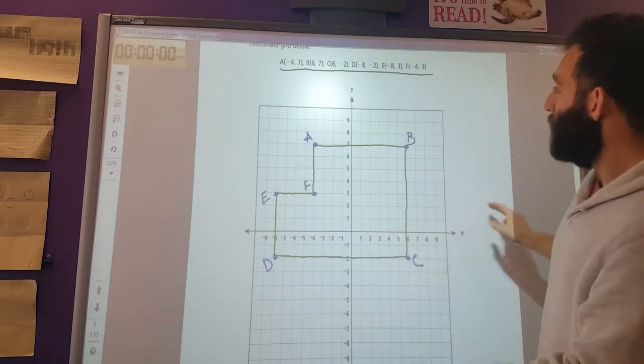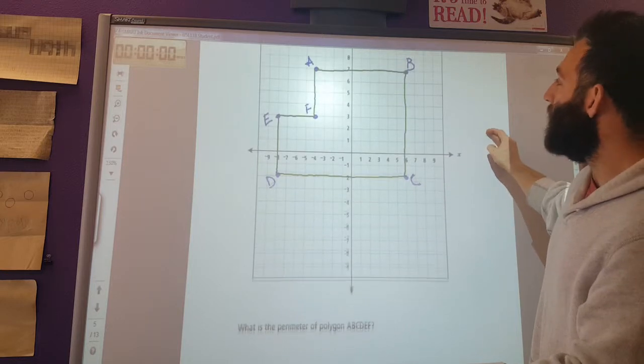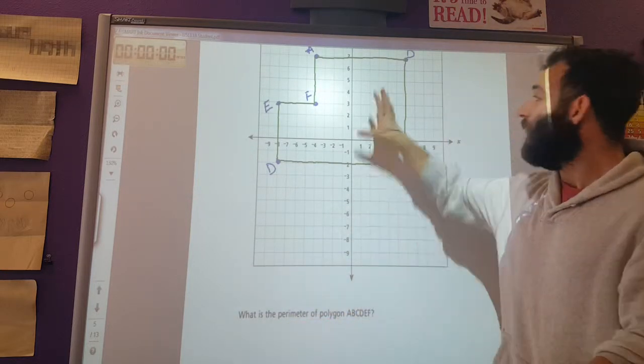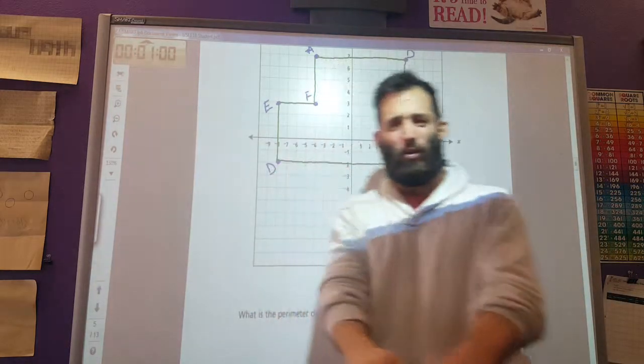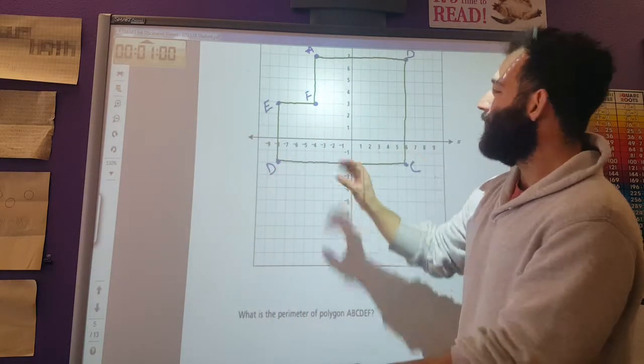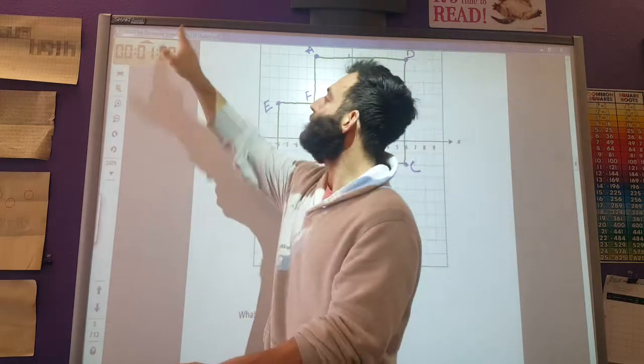And now I'd like you to find the perimeter of this polygon. So take 1 minute, think about how you might do that, and go ahead and solve. 1 minute.